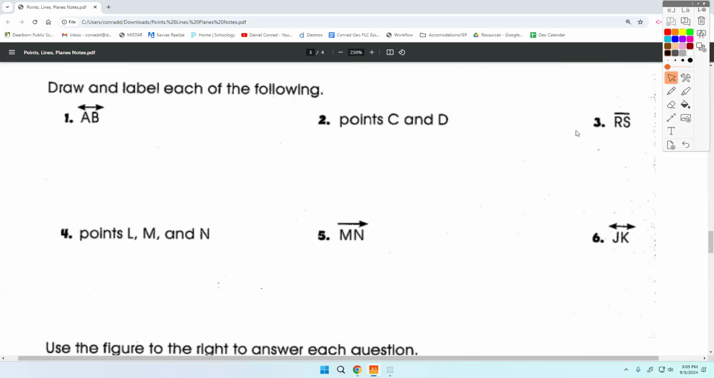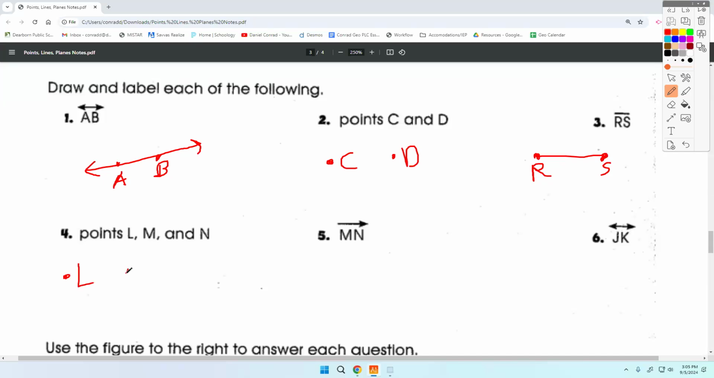Okay, these we're going to draw. So we have AB is a line. We know it's a line because of the line symbol. And we're going to put points A and B on the line. And there we go. C and D, to signify where a point is, we need to put a dot. So I have point C and D. RS is a segment. That's the segment symbol. So I need to have two endpoints, R and S.